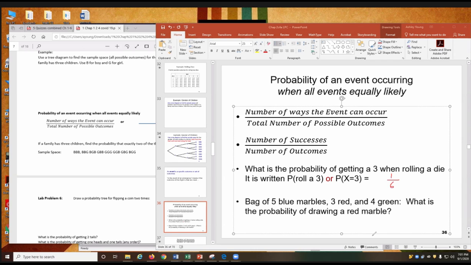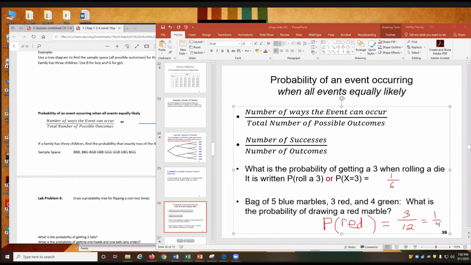So how many successes do I have? You guys said 3, because we have 3 red marbles. Out of how many? You can unmute yourself if you want. That's fine. 12. Out of 12. Perfect. 3 out of 12. You can leave it as 3 out of 12, I am totally okay with that. If you want to simplify that to 1/4, I'm okay with that. If you want to make that 25%, that's fine as well.